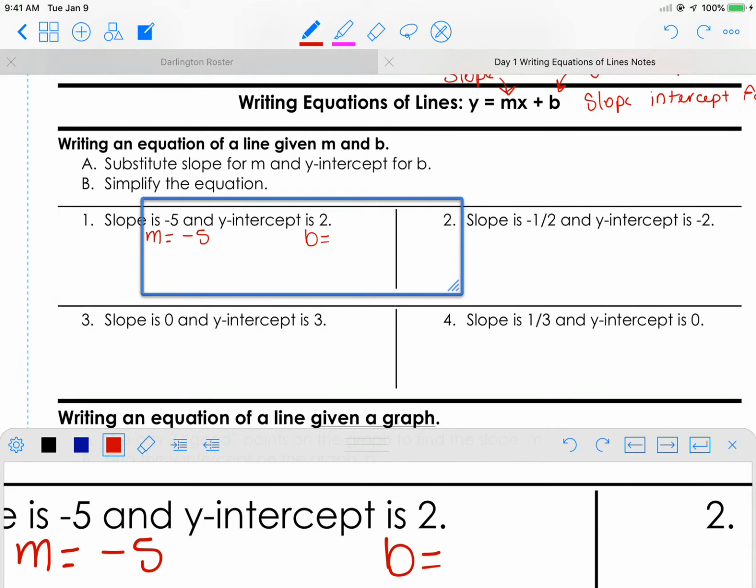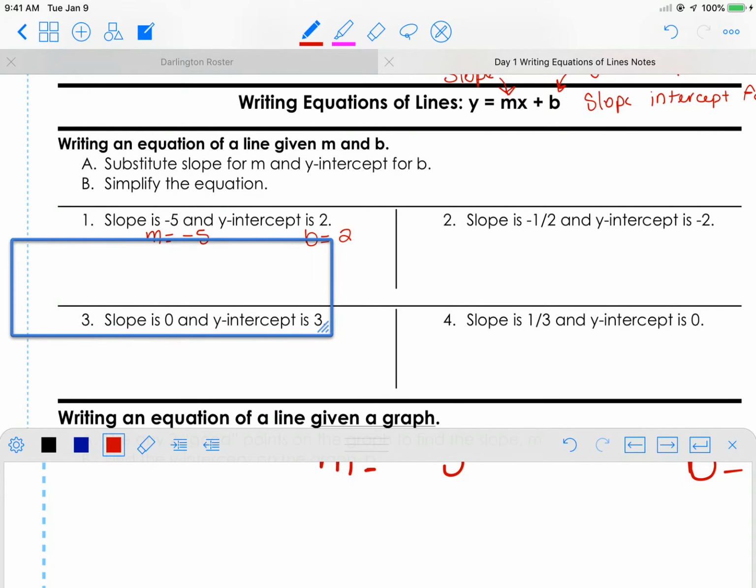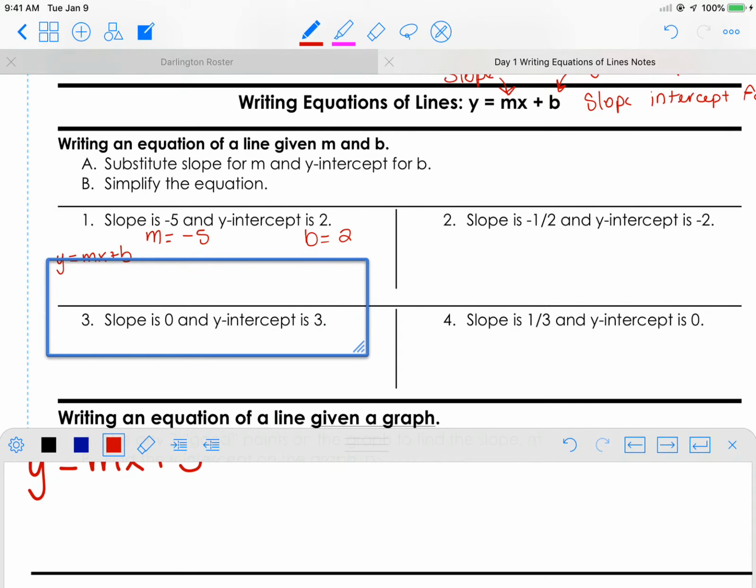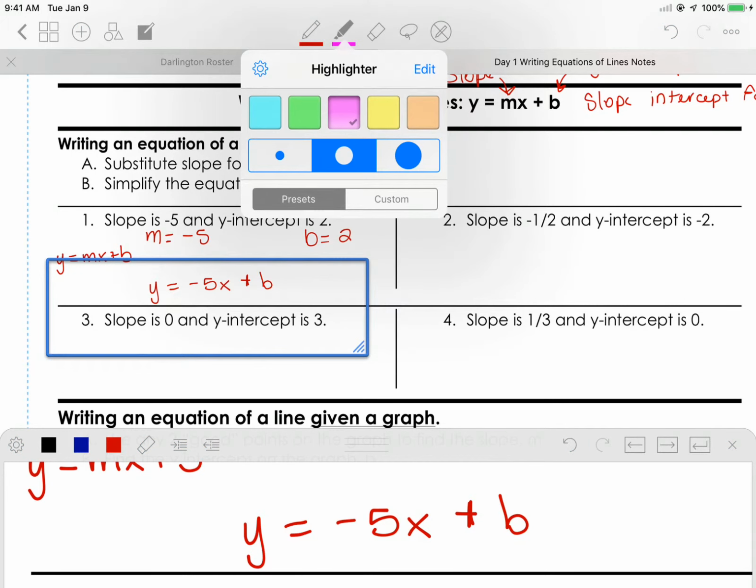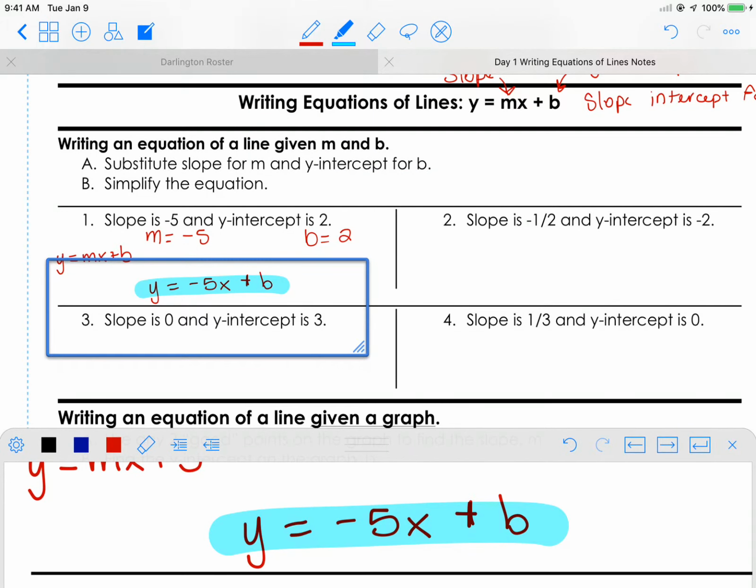Sorry about that. Okay, so we've got our equation, slope-intercept form, y equals mx plus b. We're going to plug in -5 for m. So y equals -5x, and then 2 for b, plus 2. Right, and then that is our answer. That is in slope-intercept form.